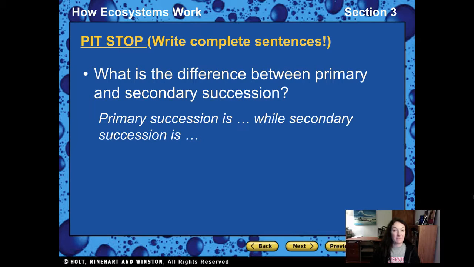All right, so here is our first pit stop. What is the difference between primary and secondary succession? Make sure you write complete sentences on your notes paper, and you can pause the video at this point to write your answer to this question.